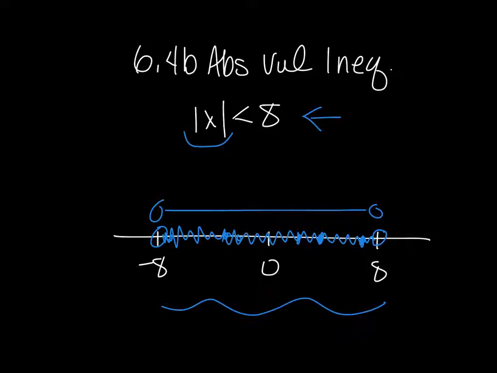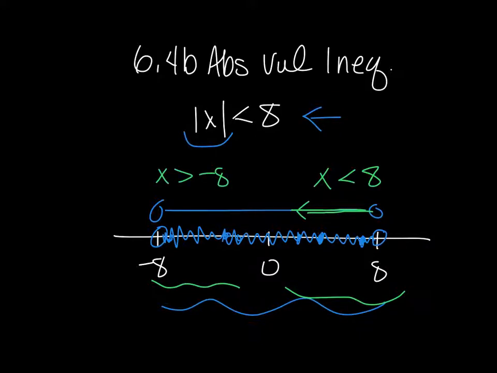If I'm looking over here on the positive side, it looks like x is less than 8. If I ignore the whole left side and just look at the right side, this is saying x is less than 8 because our line is going to the left, which is smaller than. If I look over on the left side, it looks like x is greater than -8 because the line is going to the right, which means it's going to the bigger side.